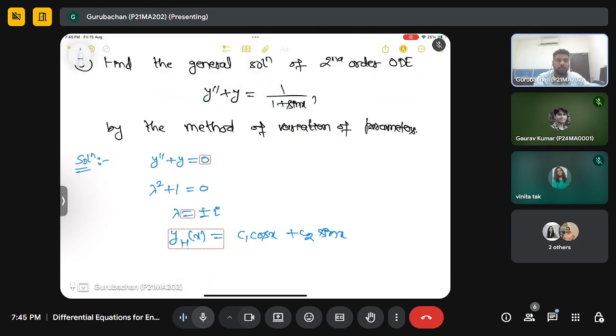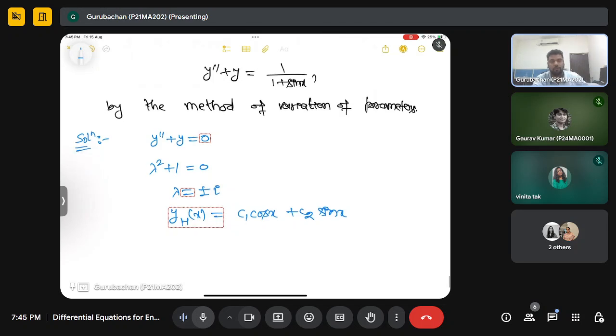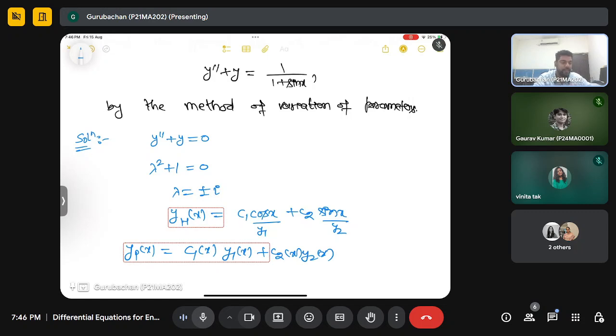Now we need to find its particular solution with the help of the method of variation of parameters. This method tells us that yp(x) is considered as c1(x) y1(x) plus c2(x) y2(x). So you have to calculate c1(x) and c2(x). Since we call it variation of parameters, we have taken c1(x) as a parameter and we are varying it, to see what the values of c1(x) and c2(x) will be.